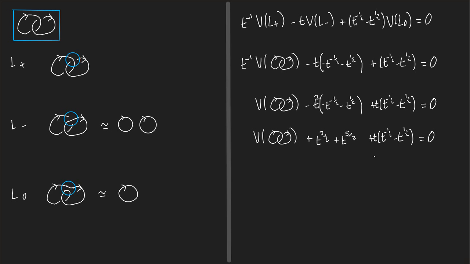And here I get t to the 1 half, that's t to the 1 minus a half, and t to the 3 over 2, which is t times t to the 1 half.